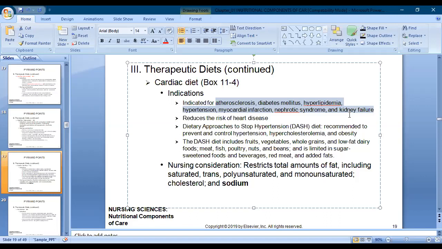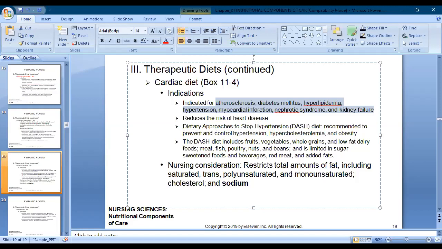One example of a cardiac diet is a low sodium diet. Low sodium diet means we do not take canned food. Any preserved food like meat contains too much sodium. Low sodium, fluid restriction, right? Both are cardiac friendly. So to reduce the risk of heart disease, there is the dietary approach to stop hypertension.